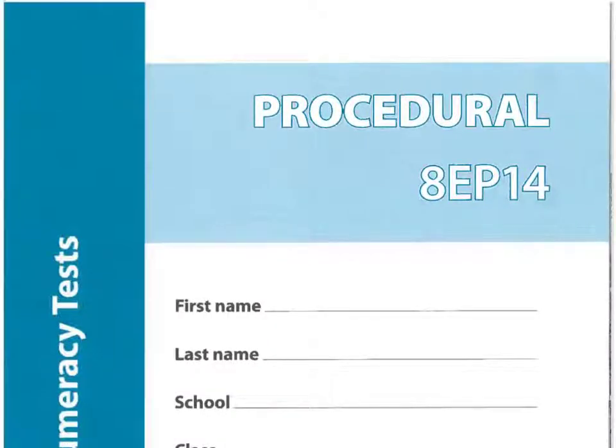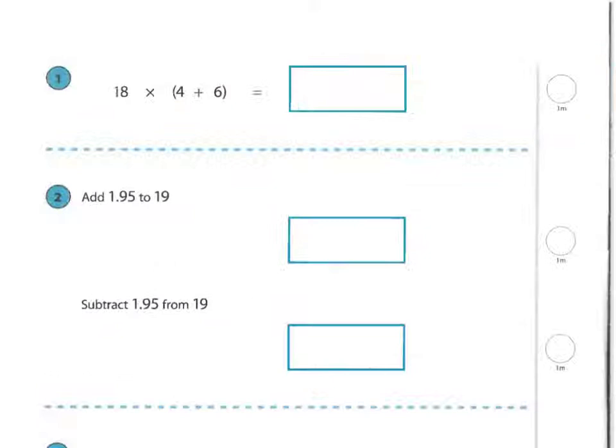This is a video showing the Year 8 Numeracy Procedural Test solutions for the 2014 tests. Question 1. This is a BIDMAS question, so the first thing we have to do is the brackets first. So it would be 18 times, and the bracket comes to 10, so the answer would be 180.